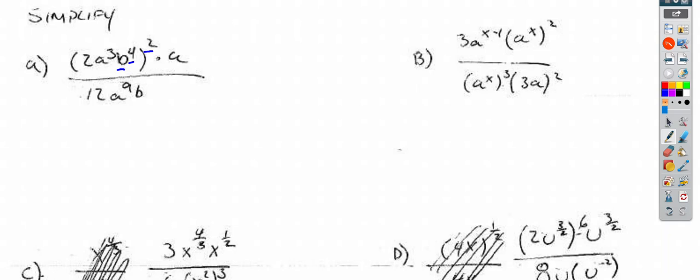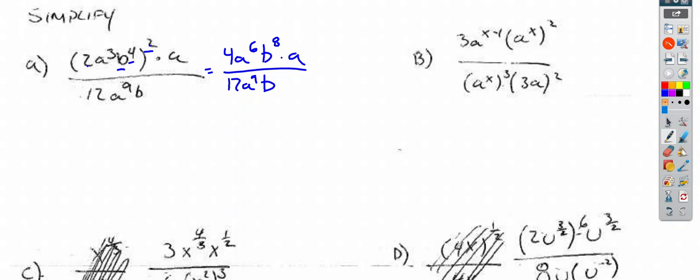And so we have just regular 2 squared, so that's just going to be 4. A to the third squared is going to be a to the sixth. B to the fourth squared is going to be b to the eighth. And then we're still multiplying this by an a, and this is all over 12a to the ninth b.